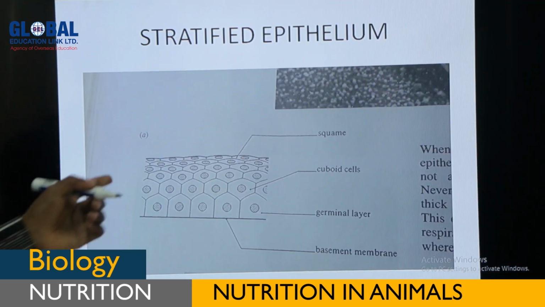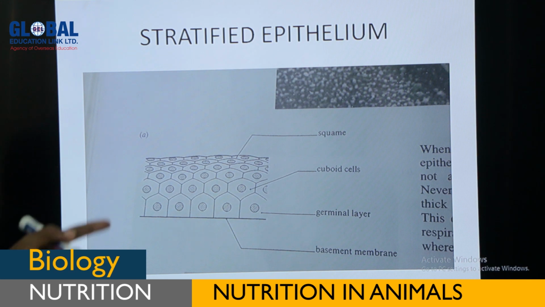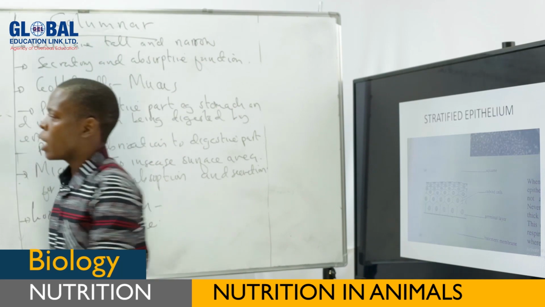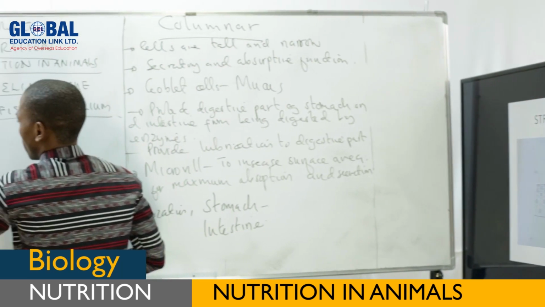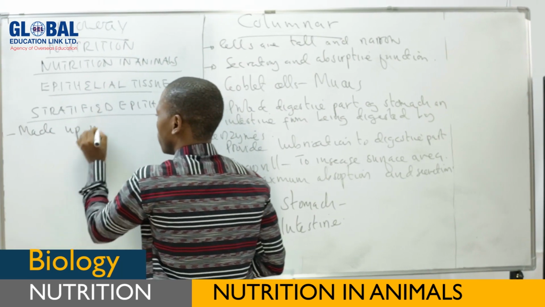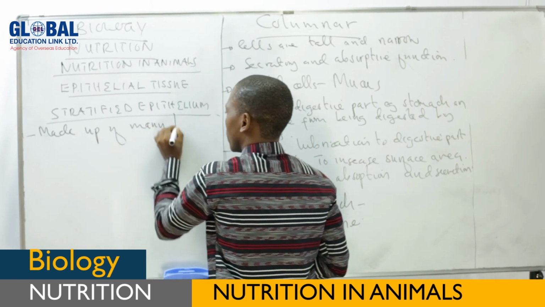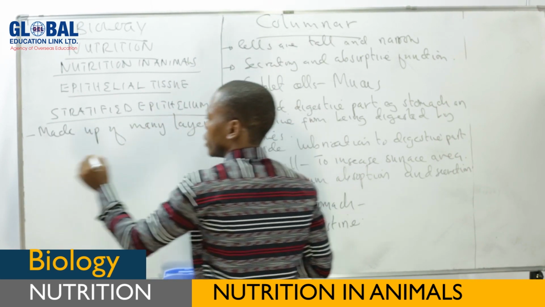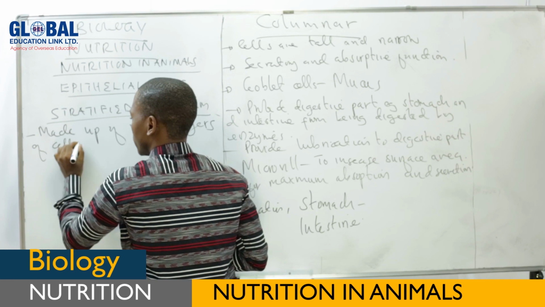This is a diagram which represents the stratified epithelium, one of the types of compound epithelium, which are made up of many layers of cells. You see, therefore this is stratified. It is made up of many layers of cells.